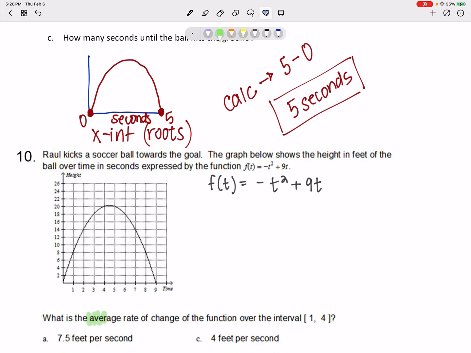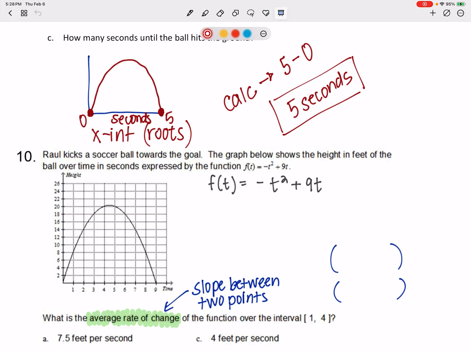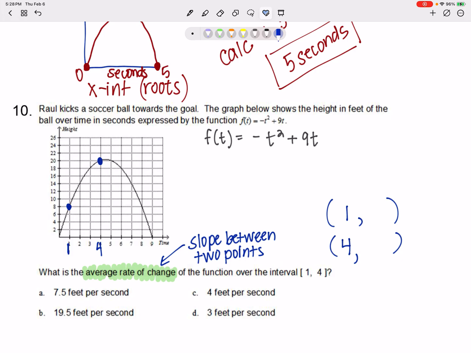So the average rate of change is the slope between 2 points. And those 2 points are going to have x values that are dependent on the interval. So over the interval from 1 to 4, here's 1 and here's 4. So we got a 1 for an x value and a 4 for the x value. So these right here, x1, x2.